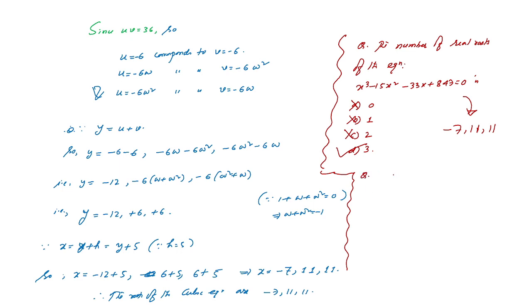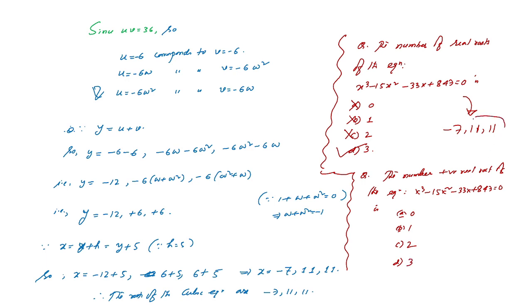If the question is the number of positive real roots of the equation x cube minus 15x square minus 33x plus 847 equals 0 is option A 0, option B 1, option C 2, and option D 3. So you will see that there are 2 positive roots, 11 is basically twice. So option C is correct. That means the number of positive roots is 2. So that option is correct. All other options are false.